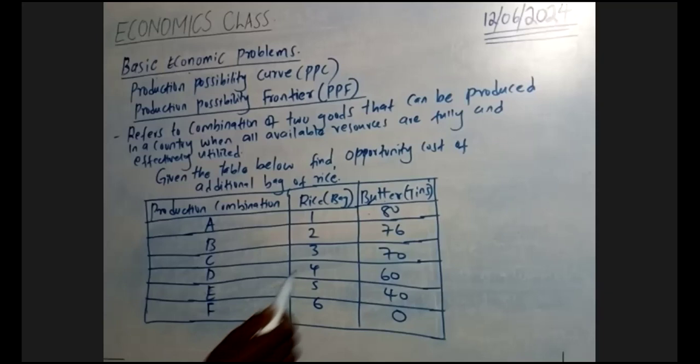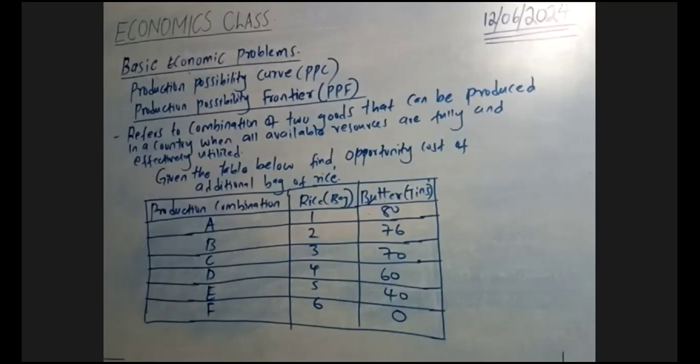So as we keep on adding the number of bags in an economy, when we are producing rice, we end up giving up the number of tins of butter. When we keep producing more and more rice, the country ends up giving up the number of tins of butter. You can also put it in this way. If the country decides to produce more and more butter, they end up producing less and less rice.